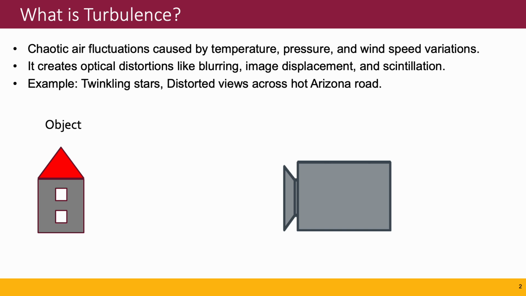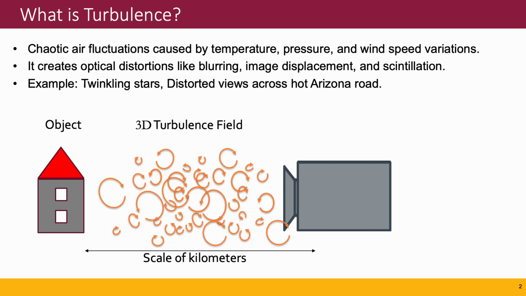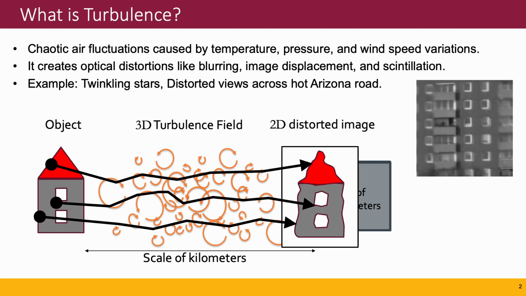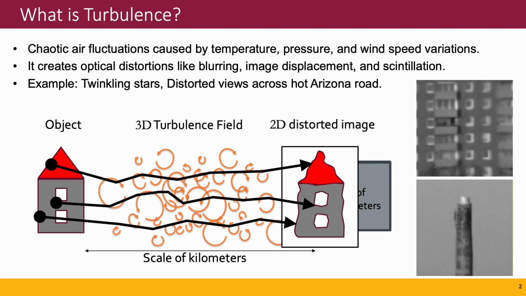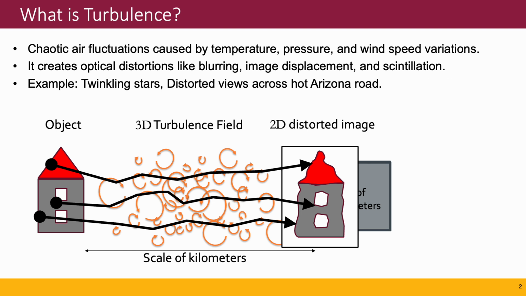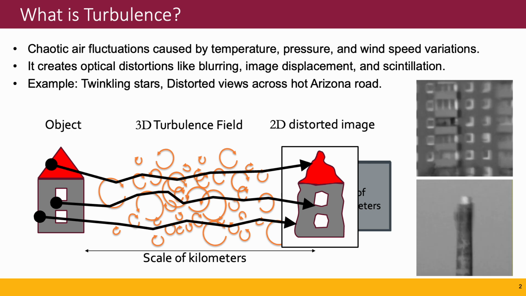Let's explain what turbulence is. When you are imaging any object by a sensor in a 3D turbulence field at a scale of kilometer distance, light doesn't go straight, it bends, and because of that, what you really see is a 2D distorted image. It happens because of temperature, pressure, and wind speed fluctuation, and it causes distortion like blurring, image displacement, and scintillation. And what you will see seems something like this. This is pretty common when you see a twinkling star or a distorted view across a hot summer road.